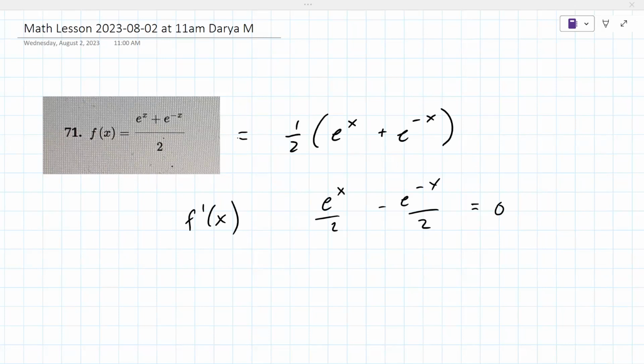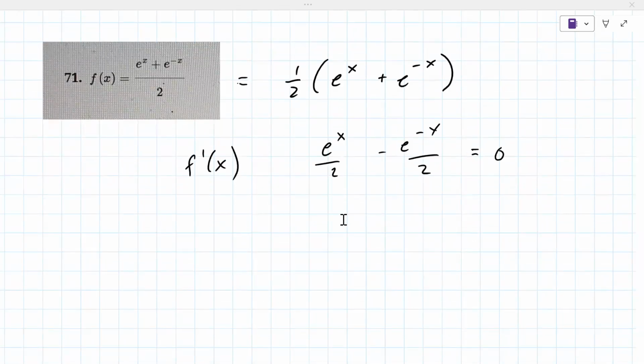e^x over... minus x over 2. Oh, I'm sorry. I guess there is one place. So you can multiply everything by 2 to get down to this. Then it's like, where does e^x equal e^(-x)?